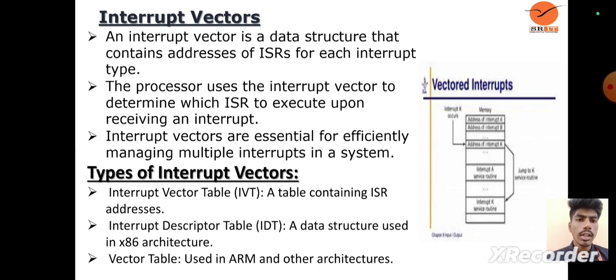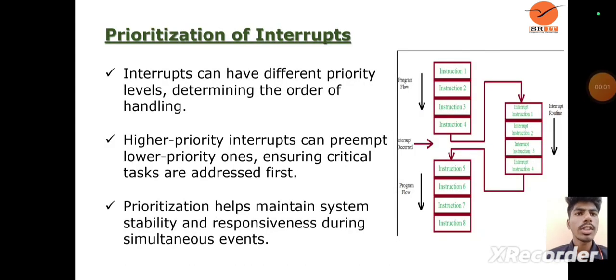Types of interrupt vectors. Actually, we have different types. Now, see what they are. Interrupt vector table, IVT, a table containing ISR addresses. The table which contains the addresses of the ISRs is determined as the interrupt vector table. Interrupt descriptor table, a data structure used in x86 architecture. Vector table is used in ARM and other architectures. Vectored interrupts.